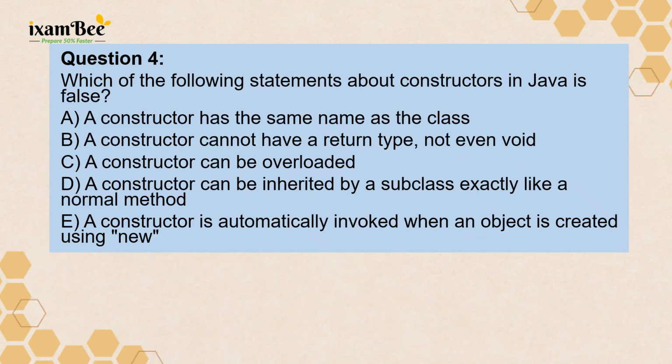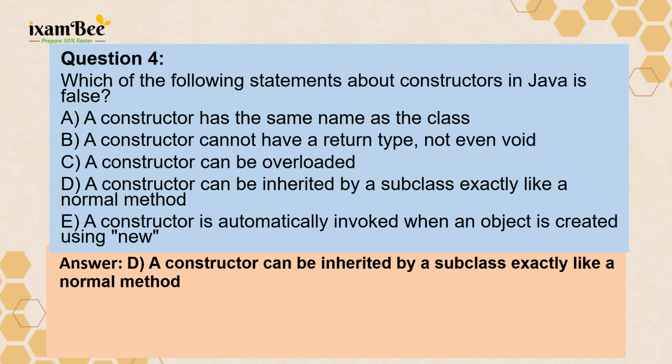In this question, it is asking which of the following statements about constructors in Java is false. The answer here is D. A constructor can be inherited by a subclass exactly like a normal method. This statement is false with respect to constructors. It cannot be inherited by a subclass, and it is not a normal method. It is a very special method that has the same name as that of the class, and it is used for object initialization.